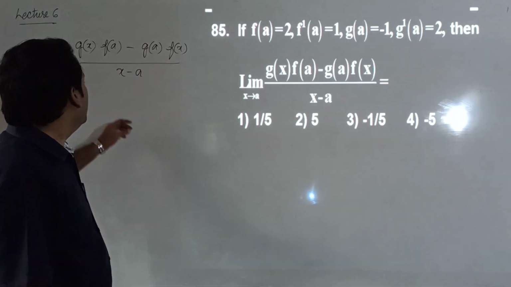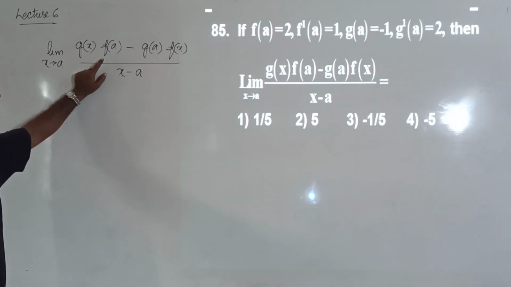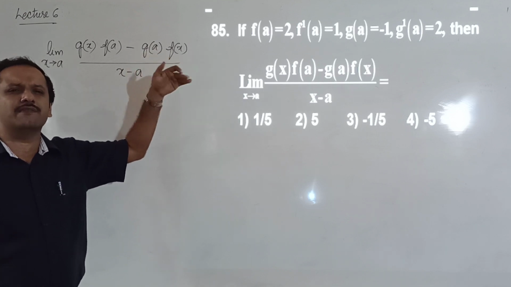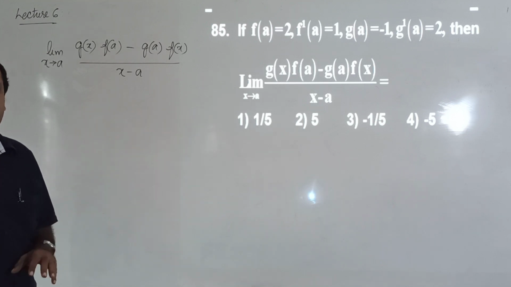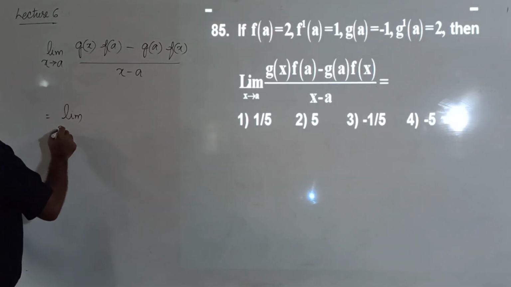Here if I directly apply the limit as x tends to a, I am getting g of a into f of a minus g of a into f of a. That will be 0. Denominator a minus a is also 0. 0 by 0, therefore I can use L'Hospital's rule.